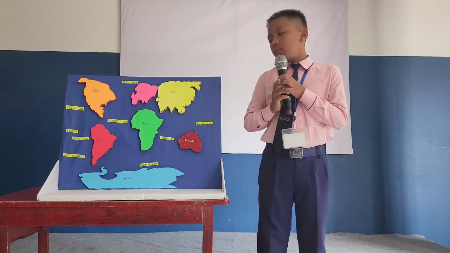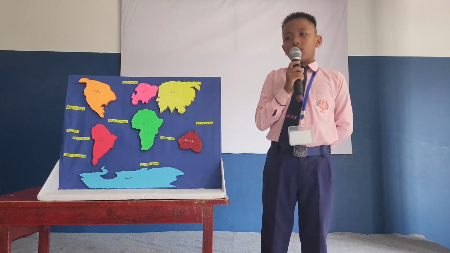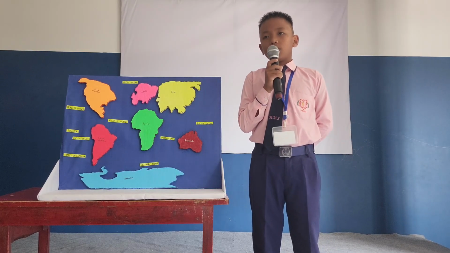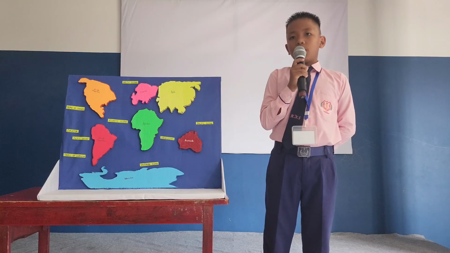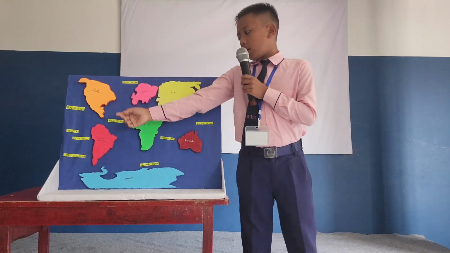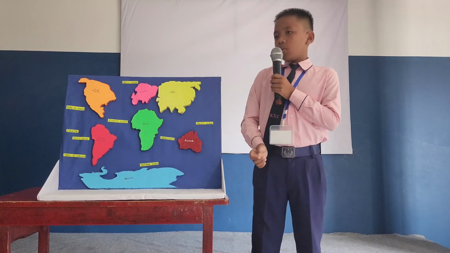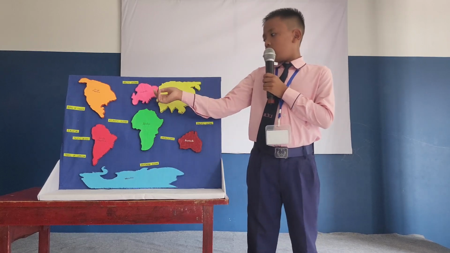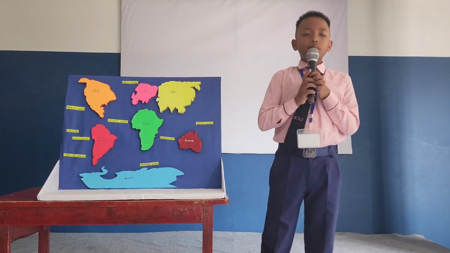Atlantic Ocean. Atlantic Ocean is the second largest ocean on the earth. It is the shape of an S. It is surrounded by North America and South America on the west, and Europe and Africa on the east.